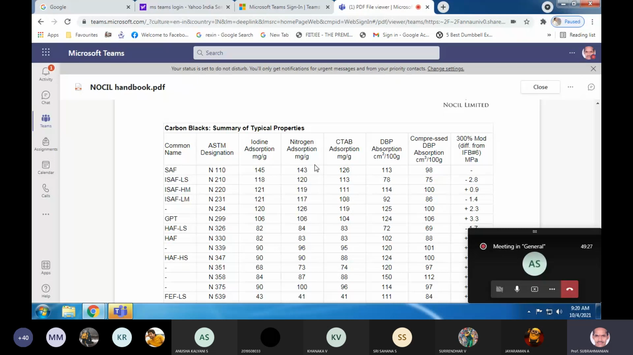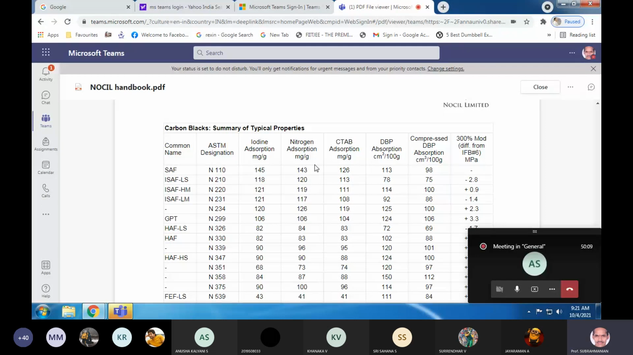It gives a better indication of the extent of interaction with the rubber. So even though nitrogen iodine describes the filler surface area, that is necessary, no doubt, but it is not sufficient. We should also know the extent of interaction with the rubber. That is effectively captured from the CTAB. This CTAB is a primary measure in the case of silica.